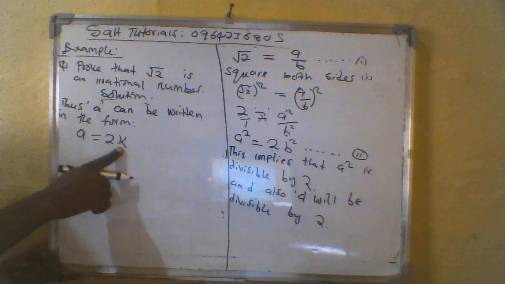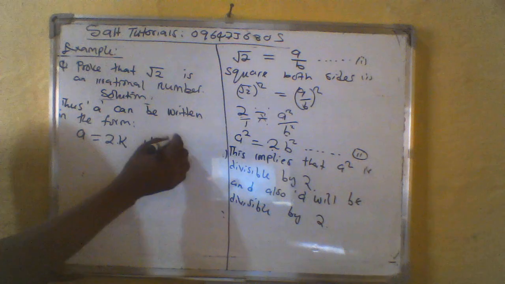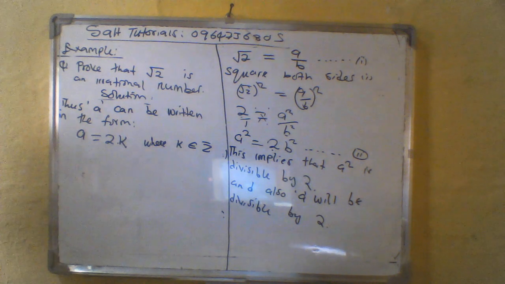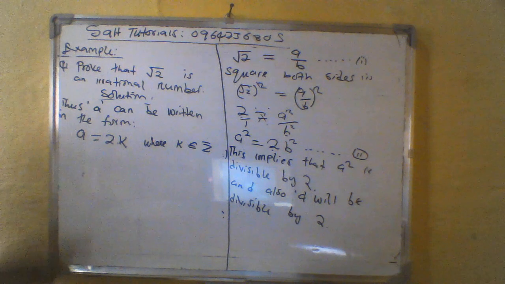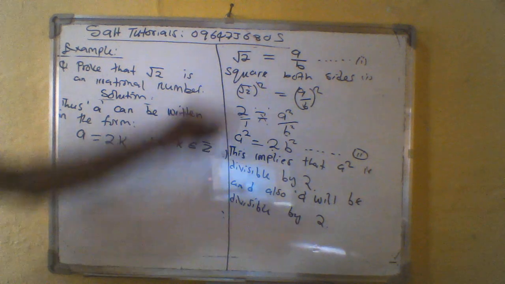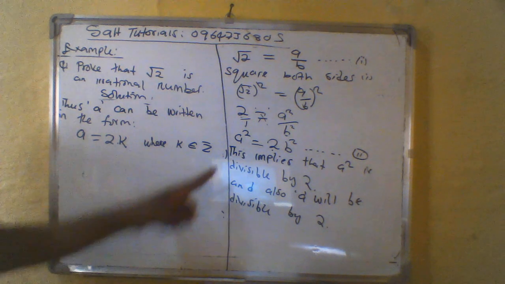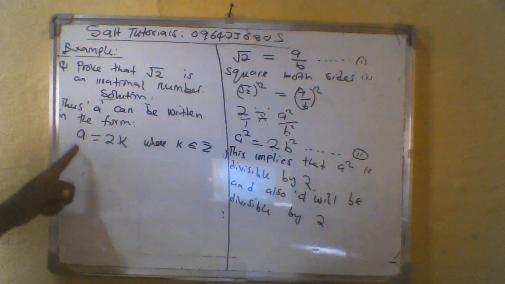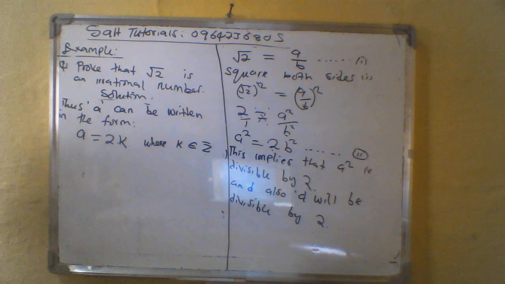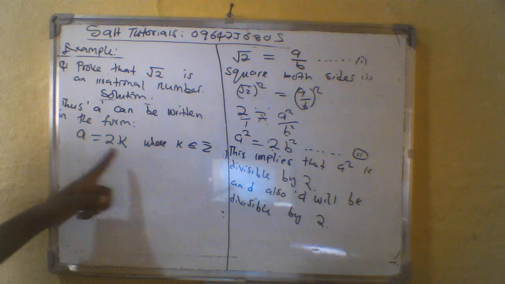But basically define what this k is, where k is an integer, just like that. So that whatever I'm doing, I'm trying to define every term. So k is also an integer here. Remember, a was an integer, b is an integer. What I've also introduced, k, is also an integer here. So a can be written in the form of 2 times k, where k is a member of the integer set.